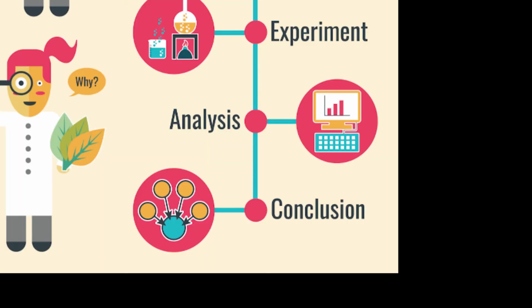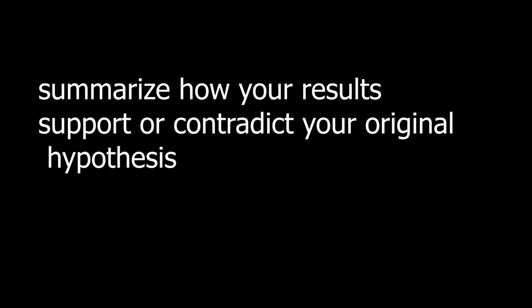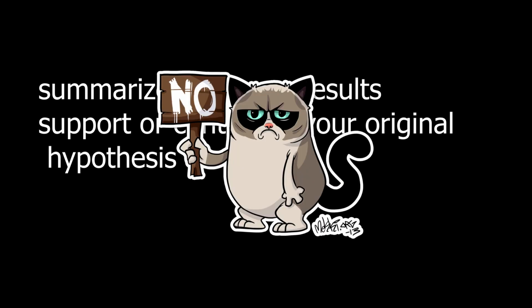This brings us to the conclusion. The conclusion of the experiment is when you summarize if the results support or contradict your original hypothesis. It's okay if your hypothesis is proven wrong. This may cause you to have more questions and lead to more experiments.